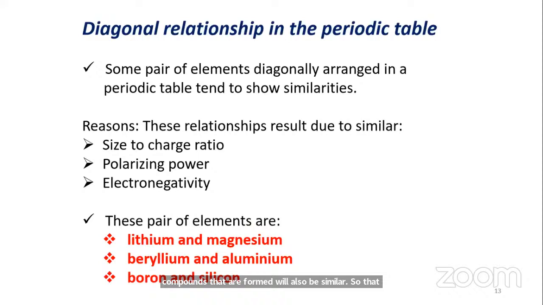Now, this relationship I've mentioned is similar basically due to the size to charge ratio, and that is reflected in the polarizing power and also reflected in the electronegativity. So the diagonal relationship is quite important: lithium and magnesium, beryllium and aluminium, boron and silicon.